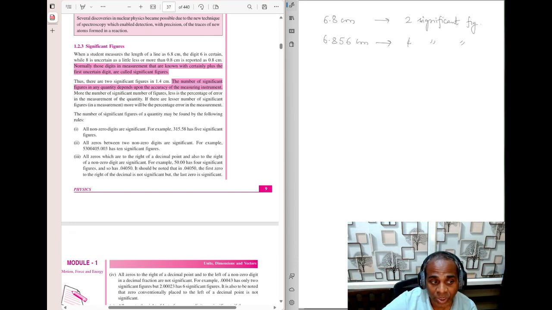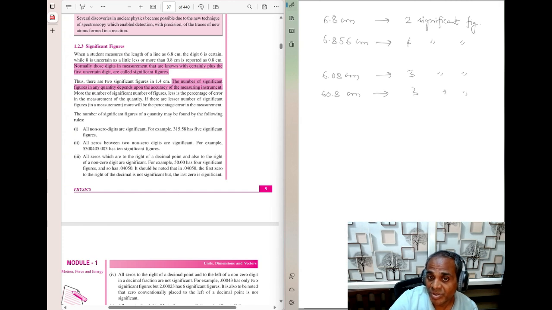Now rule number two says all zeros between two non-zero digits are considered significant, as you can see here. So let us say instead of 6.8, I find it as 6.08 centimeters. I have now three significant figures because this zero is appearing between two non-zero digits. On the other hand, if I have 60.8 centimeters, still I have three significant figures because this zero is also lying between two non-zero digits.